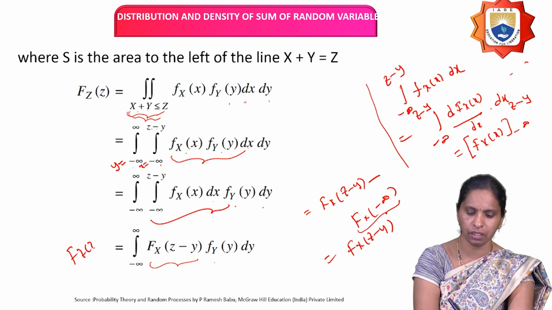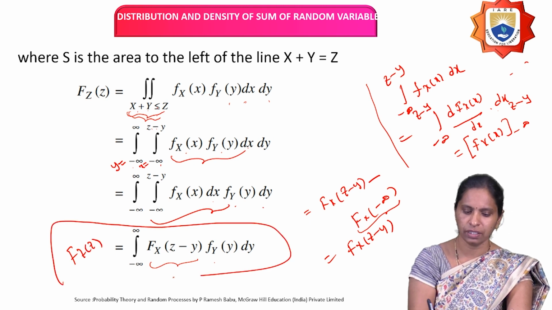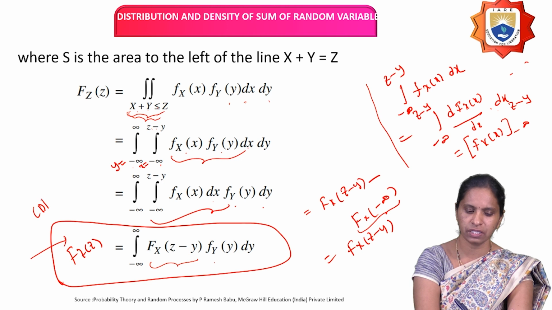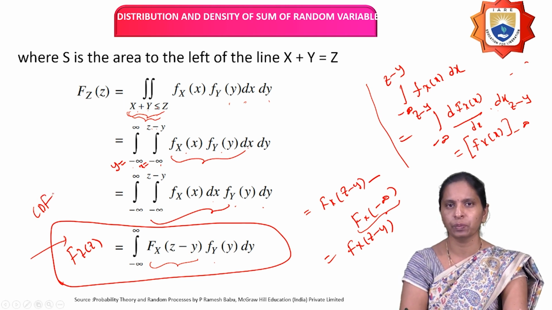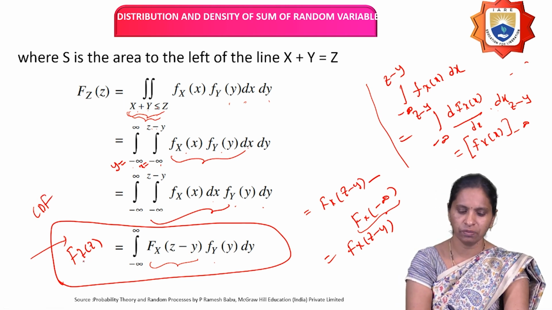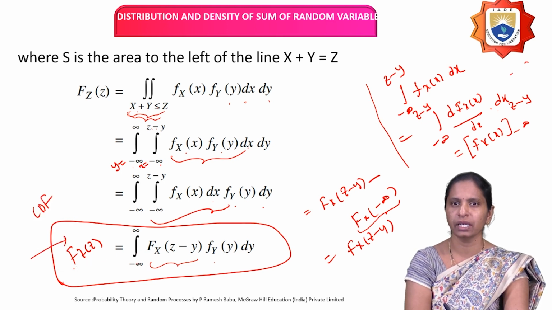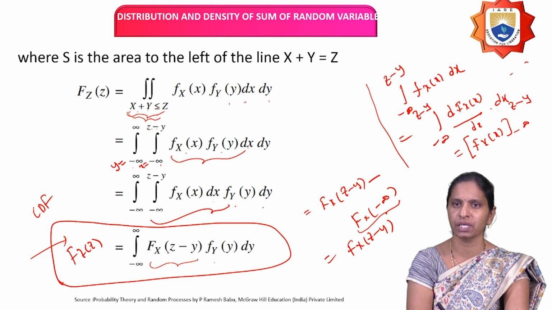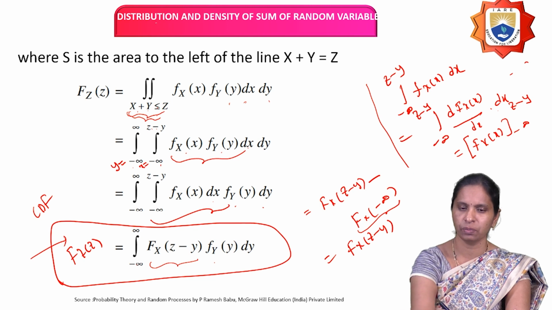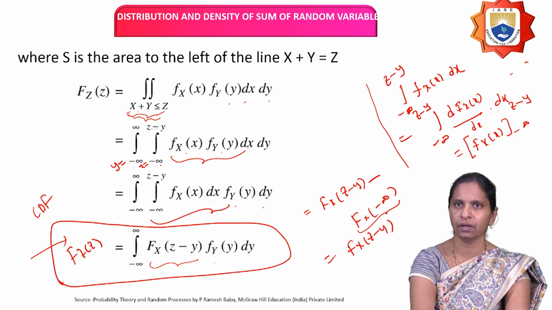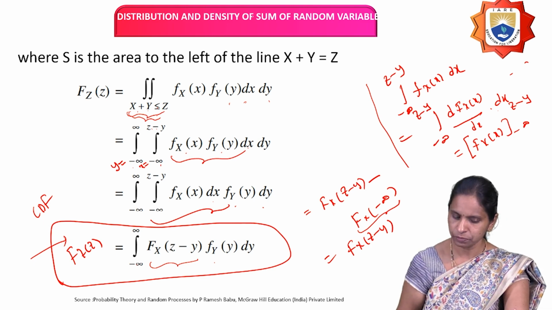Therefore, what is this function? This is nothing but the distribution function, that is the CDF, the cumulative probability distribution function of the random variable z. What is z here? The sum of two random variables x and y. The distribution function of the sum of two random variables x and y equals the integration from minus infinity to infinity of Fx of z minus y into fy of y dy. Now, I have calculated the distribution function. Next, I have to calculate the density function of the sum of two random variables.